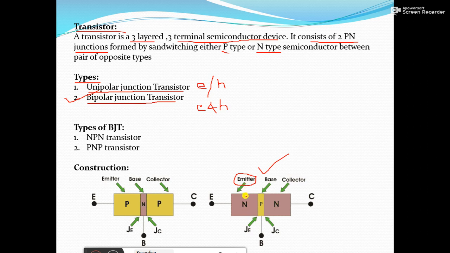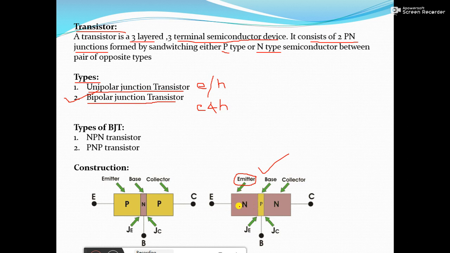Okay, regarding doping, this is heavily doped because the function of the emitter is to emit the charge carriers. So obviously this is going to emit either electrons or holes. In case of an NPN transistor, the emitter is going to emit the electrons, and in case of a PNP transistor, the emitter is going to emit the holes. The size of the emitter is moderate.